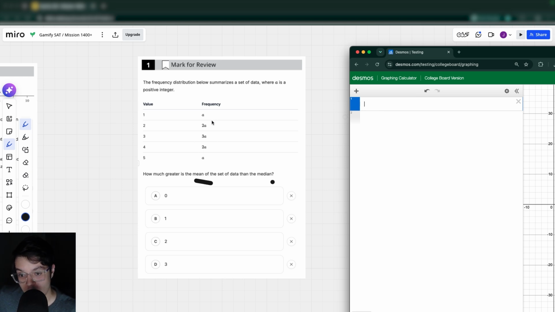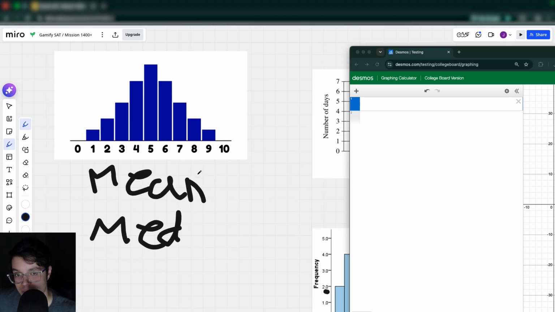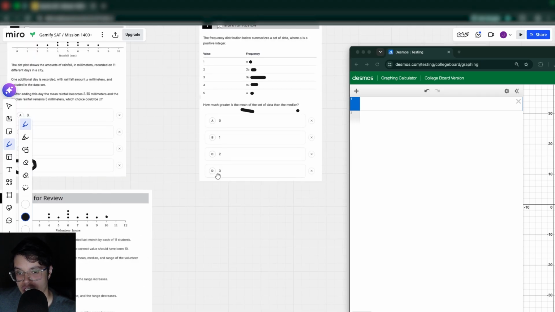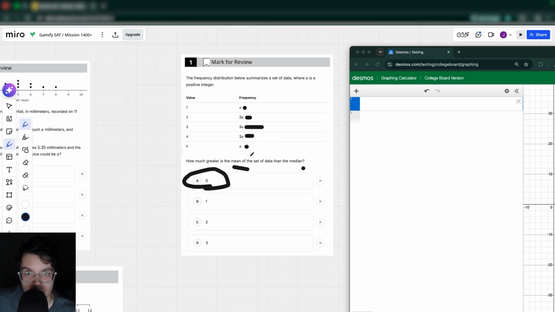Because think about it, this would be a symmetric data set. We have a bigger value here, a smaller one here, and then the same over on this side as well. So remember the rule that I just laid out for you: the mean must be equal to the median. Therefore, the answer to this one would just be 0. They must be the exact same number, so the mean would not be any bigger at all than the median.